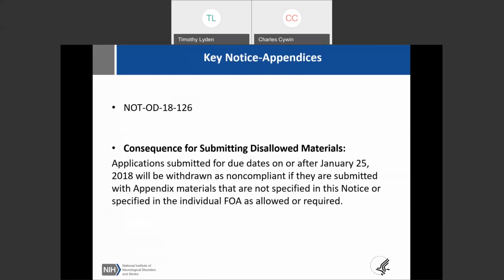I've already mentioned this a number of times, and I didn't have any last round, thankfully, so I'll mention it again and keep trying to avoid this. Do not put anything in your application that's not called for as appendix materials, because if I don't catch it before the end date, CSR, the receipt referral, will just withdraw your application and there's no appeal.